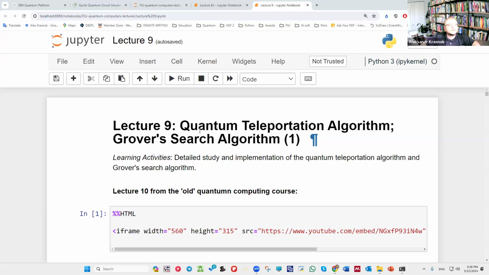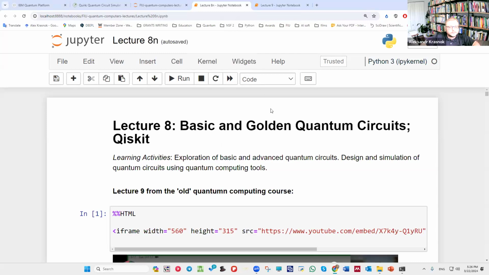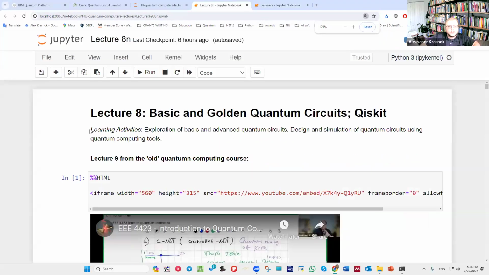And today we're going to dive into the quantum teleportation algorithm and start discussing the Grover search algorithm, with a more detailed discussion next week. But before we start, let me quickly repeat what we discussed in the last lecture.